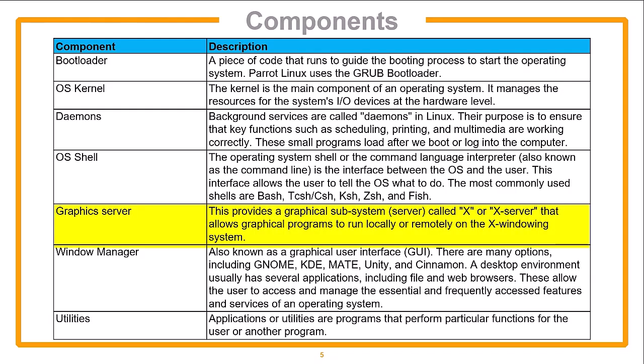The graphics server provides a graphical subsystem called an X server that allows graphical programs to run. The window manager, also known as a GUI, gives you your desktop environment, like GNOME or KDE. Finally, utilities are applications or programs that perform particular functions for the user or another program.